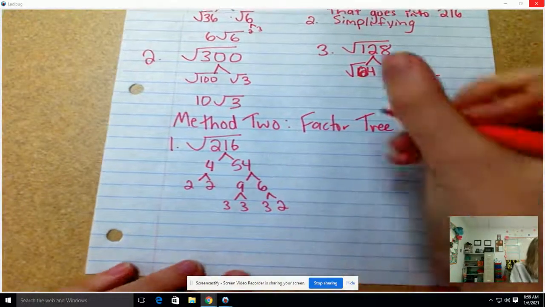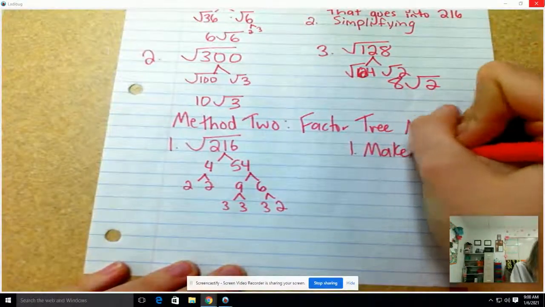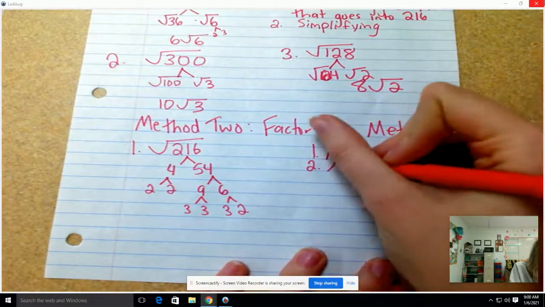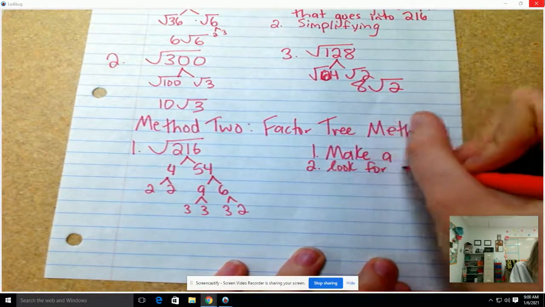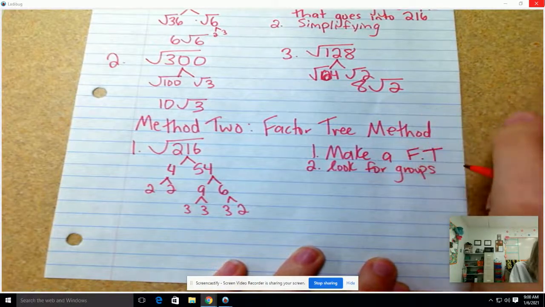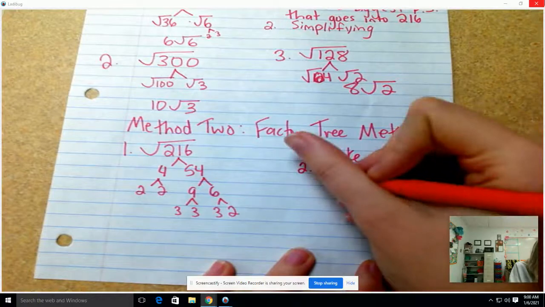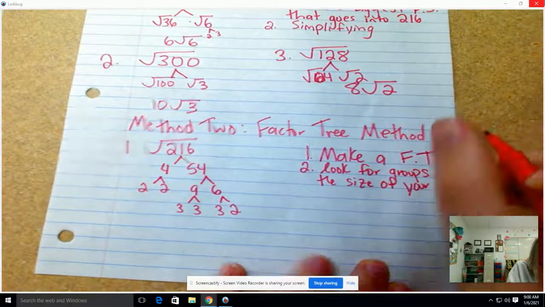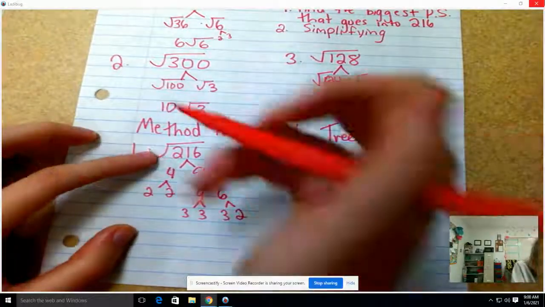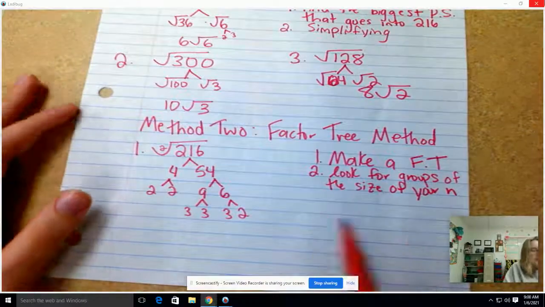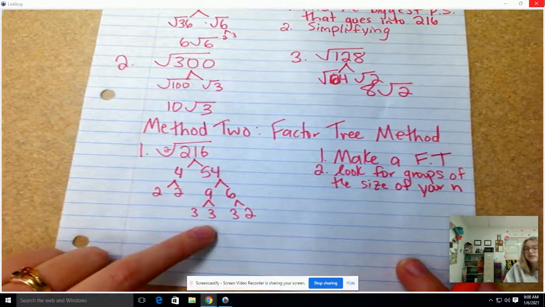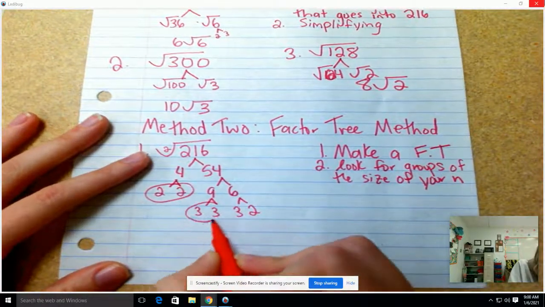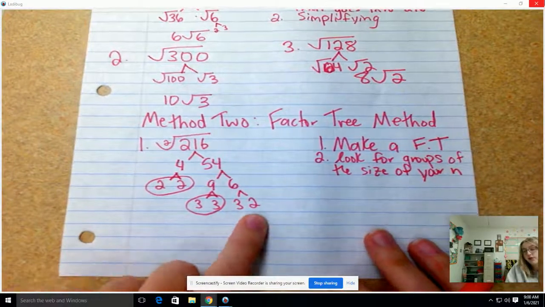So the first thing you're going to do is you make a factor tree, which I'm going to abbreviate FT. The second thing you're going to do is look for groups of the size of your n. So remember, your n is your index, and if we don't have a little number out here, we assume it's a 2. So we're looking for groups of 2 of the same number. So I'm essentially looking for pairs. So here I have a pair of 2s, and I have a pair of 3s, and then I have a 3 and a 2 that are left over.